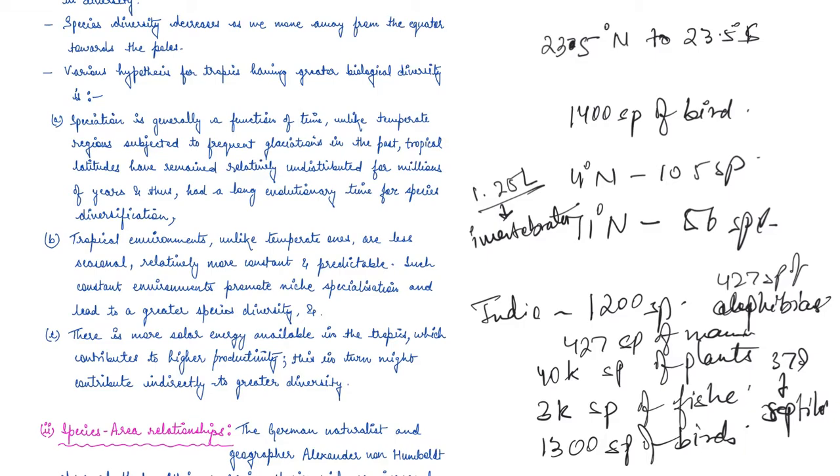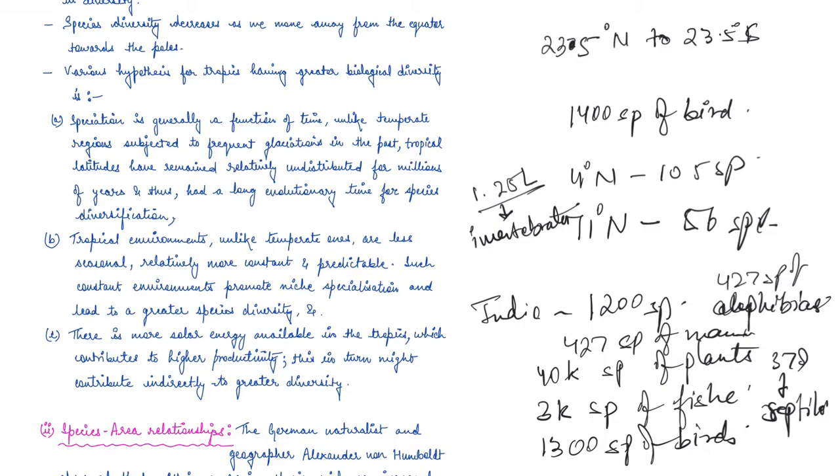So because of this constant environment, again speciation and species diversity is increased. The third one is there is more solar energy available in the tropics. So you can say that solar energy plays an important role in diversification. Since the energy is more available in the tropics, this contributes to higher productivity, and this in turn might contribute indirectly to greater species diversity, right? So these are all the hypotheses why tropics have greater biological diversity.